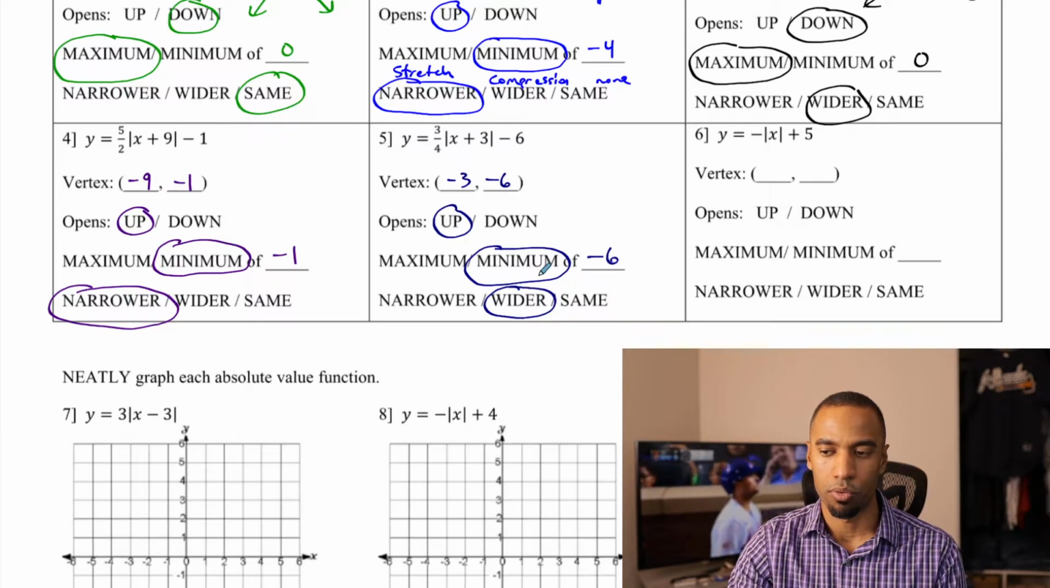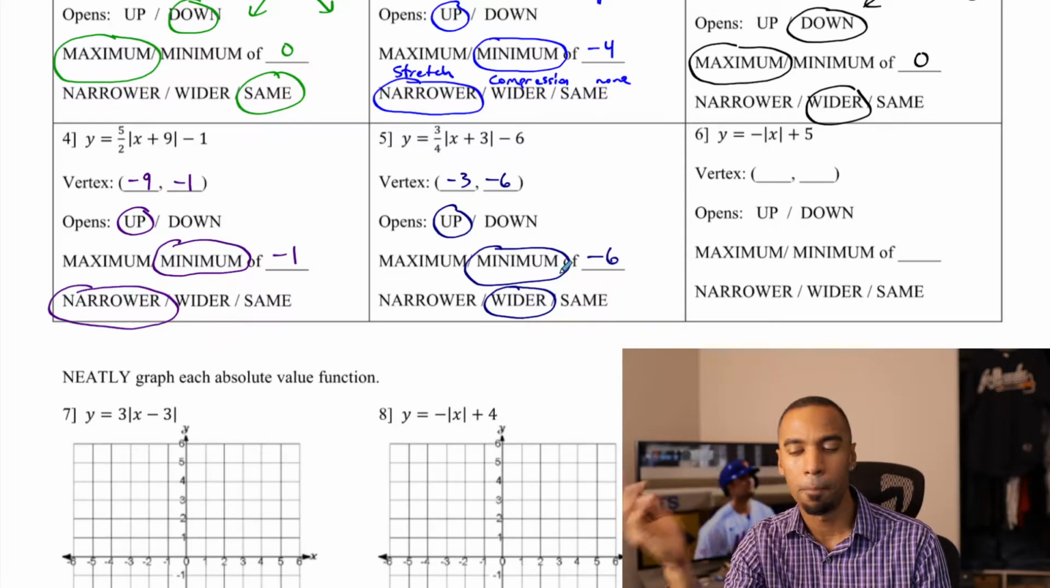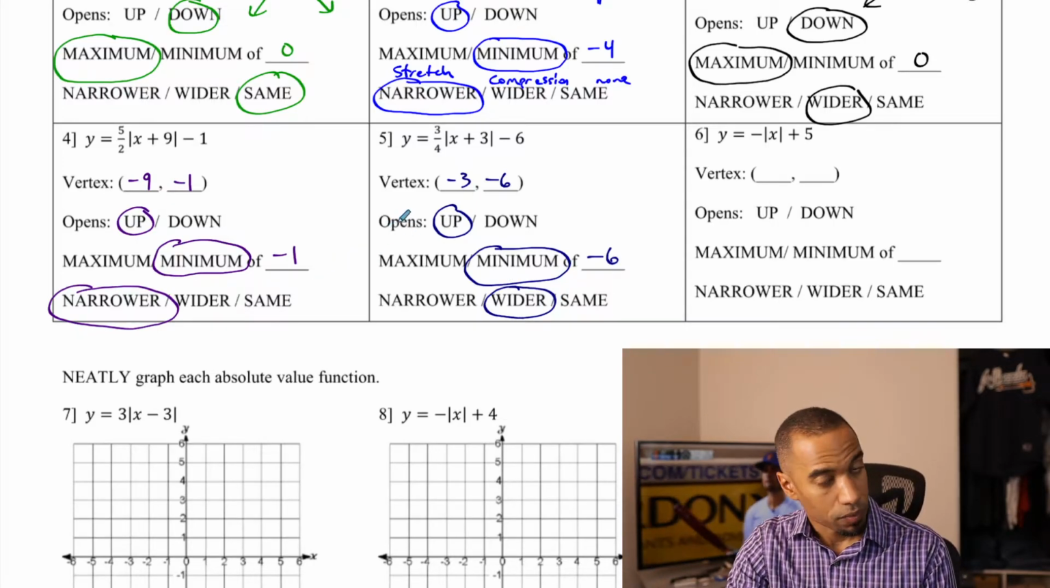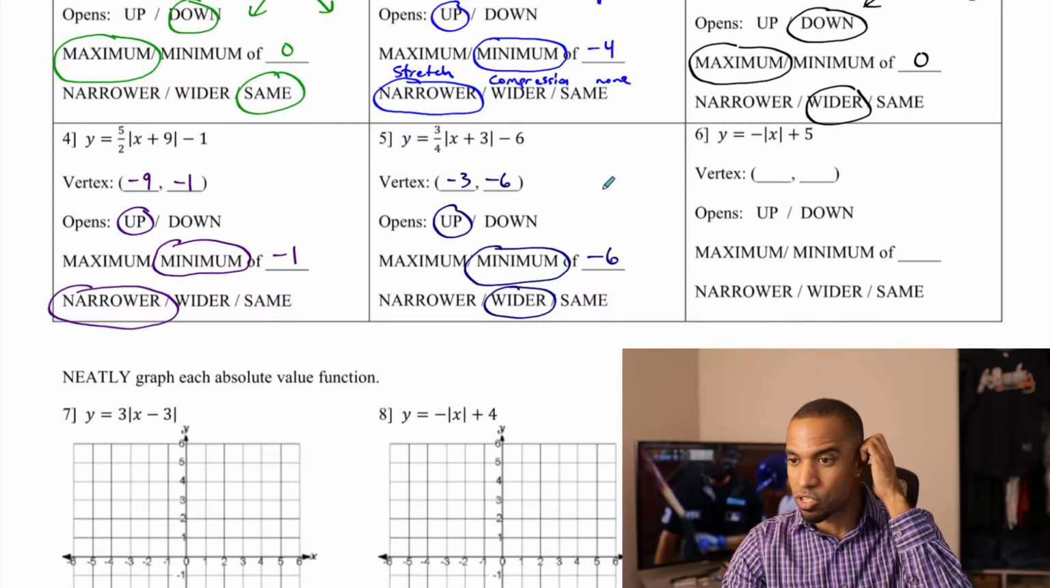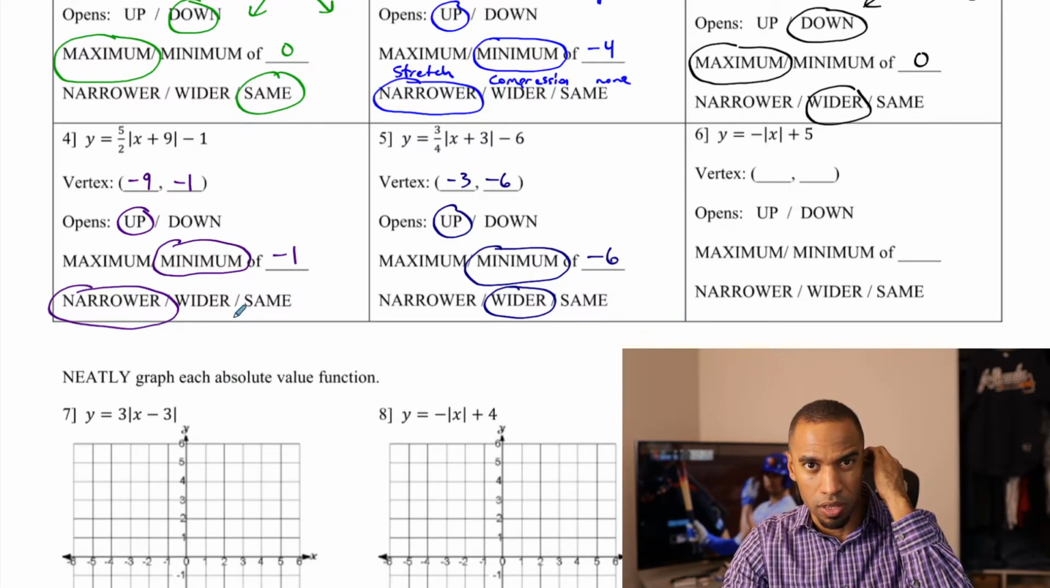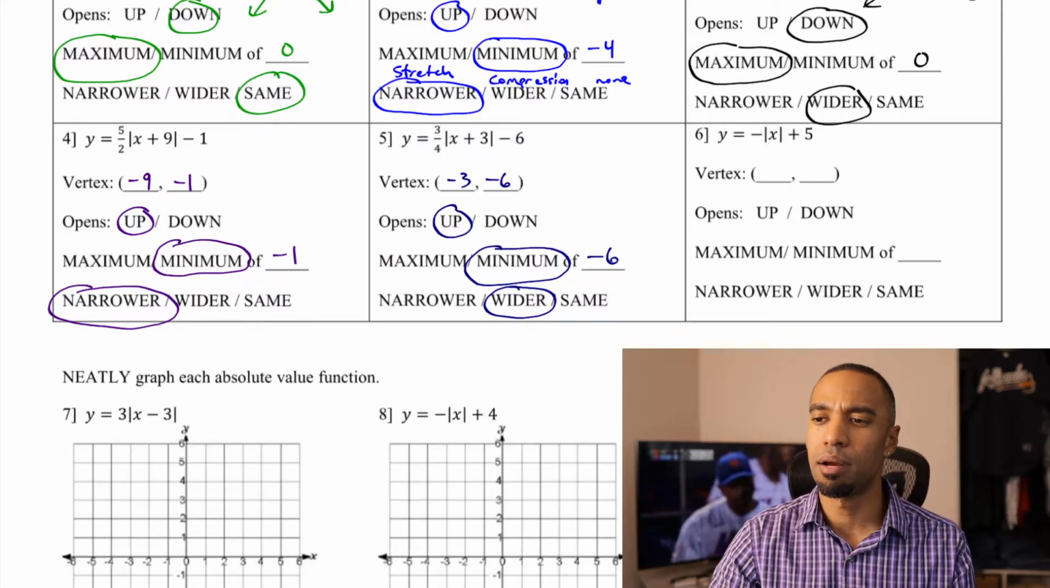That is a vertical compression there. It's less than 1. It is wider. There we are. All done on that one. I'd love to write axis of symmetry, but I'll do that with the graphs when I draw the line. I hope that's okay. And finally, number 6.